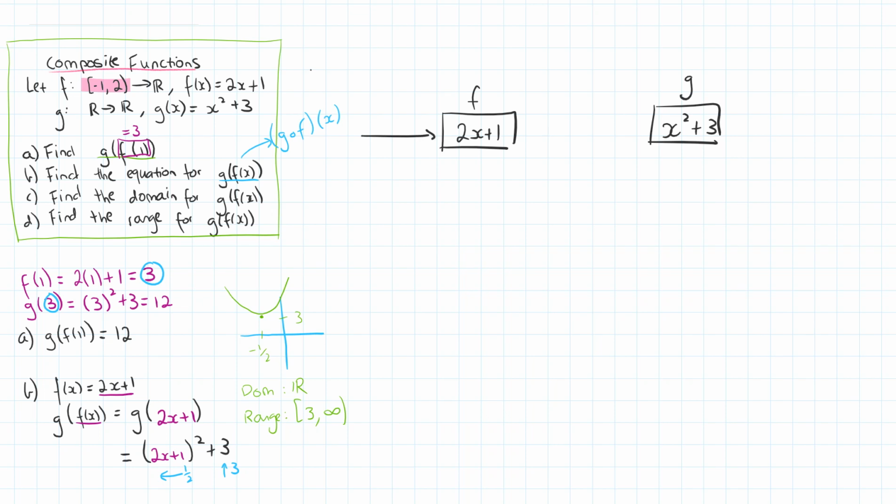We have things going in, things coming out that then go into the next machine and come out the other end. So in our previous example, x equals 1 came in, the value that came out was 3, 3 went into G, and the value that came out was 12.